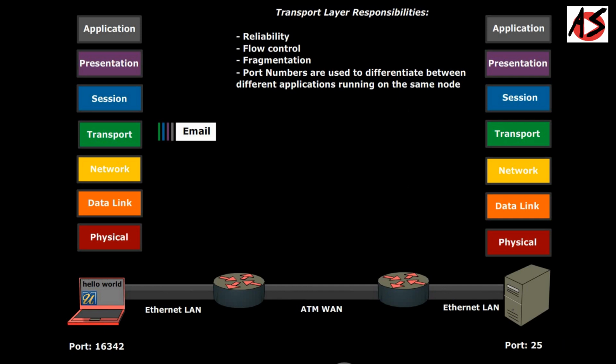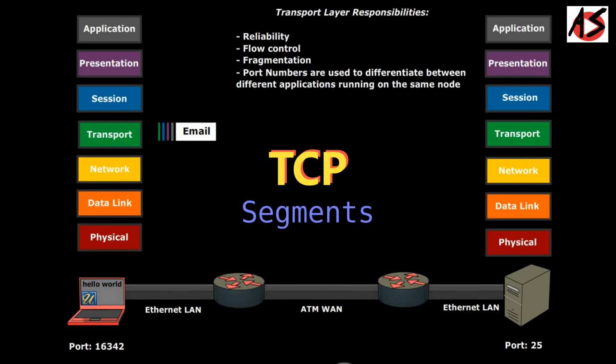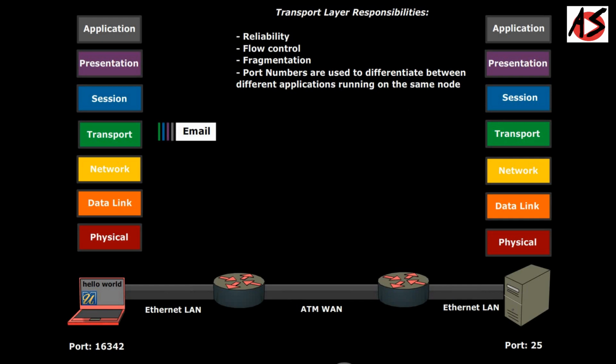Here we are using the TCP protocol at the transport layer, which is responsible for breaking down your data into smaller chunks called segments. These segments will be reassembled by the TCP protocol at the receiver end. All this information gets added in the header in the transport layer, along with the source and destination port numbers.